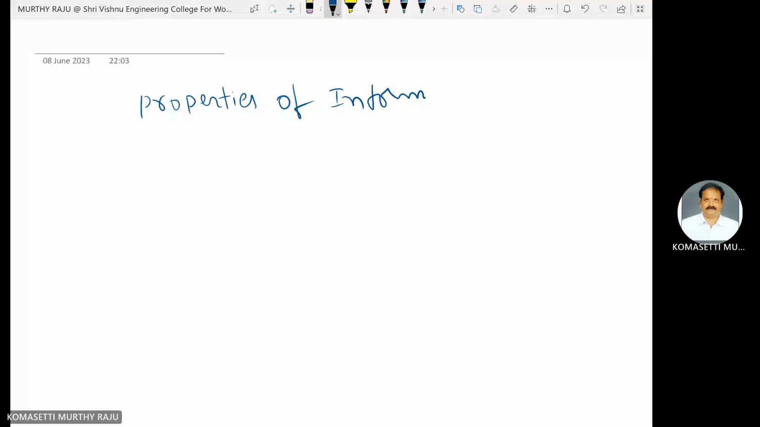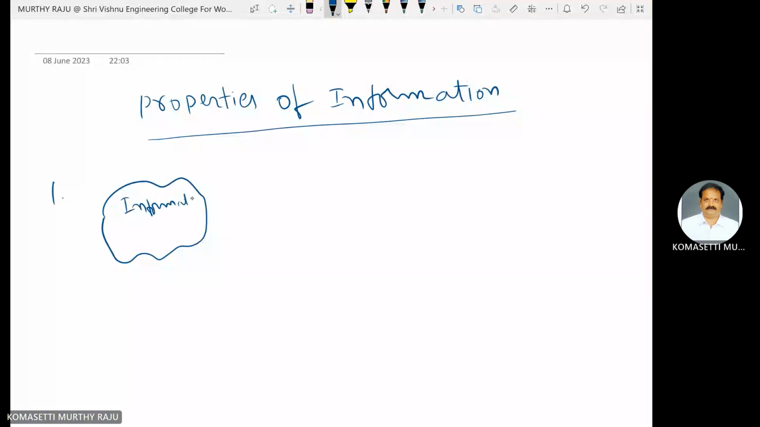First one, this one is information source. Information source generates few number of messages. These messages are M1, M2, M3, and so on and so forth, MQ. Probability of occurrence of such messages are P1, P2, P3, and so on and so forth, PQ.